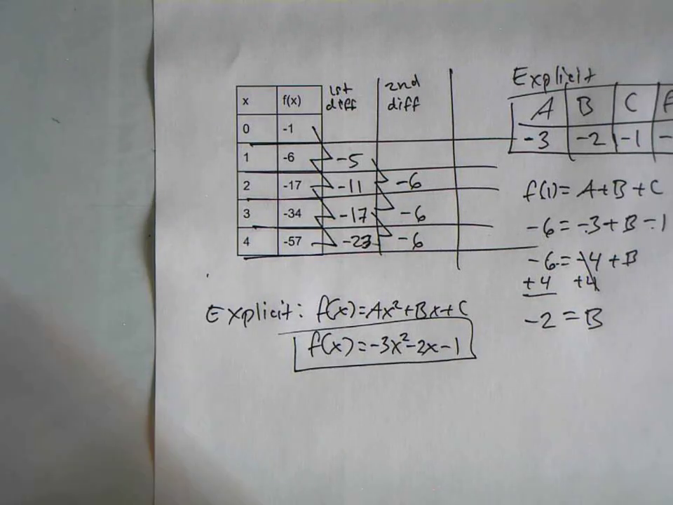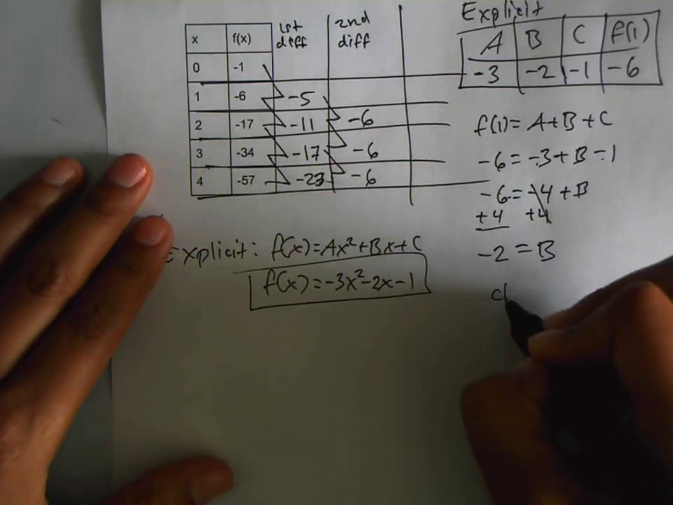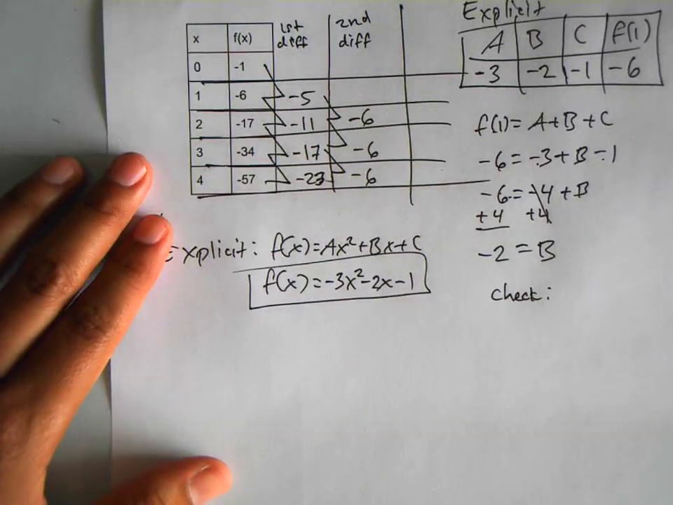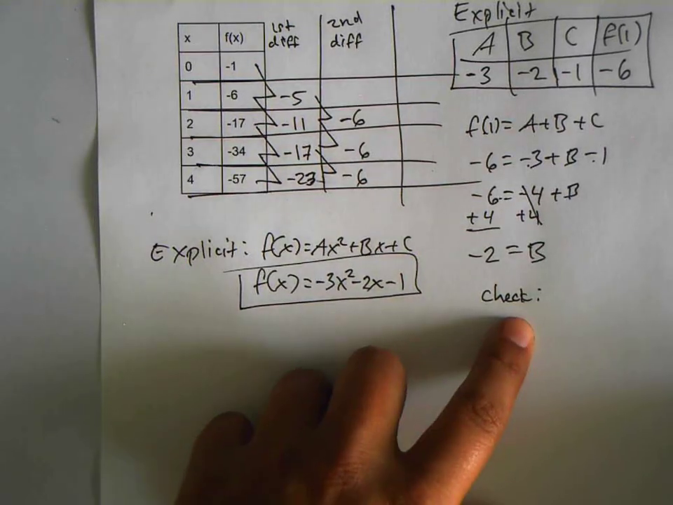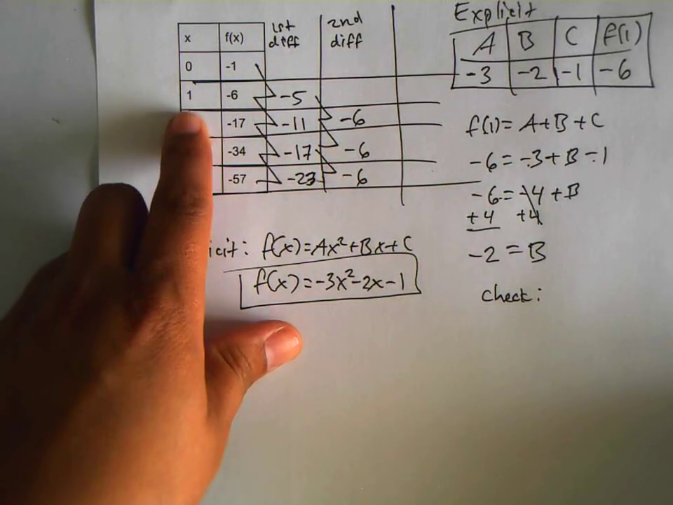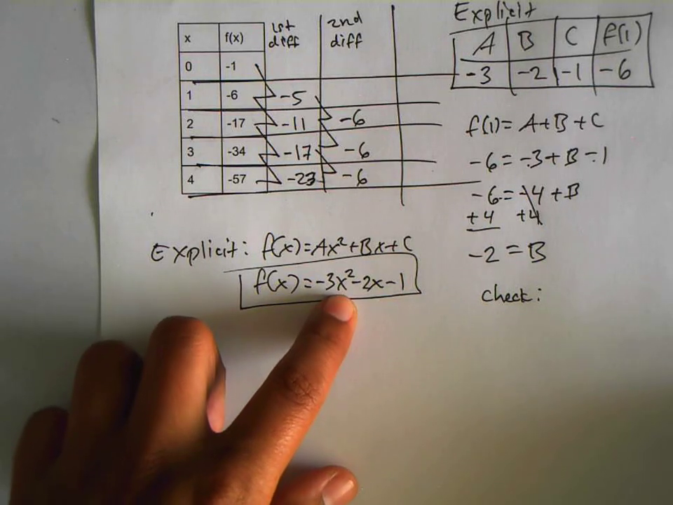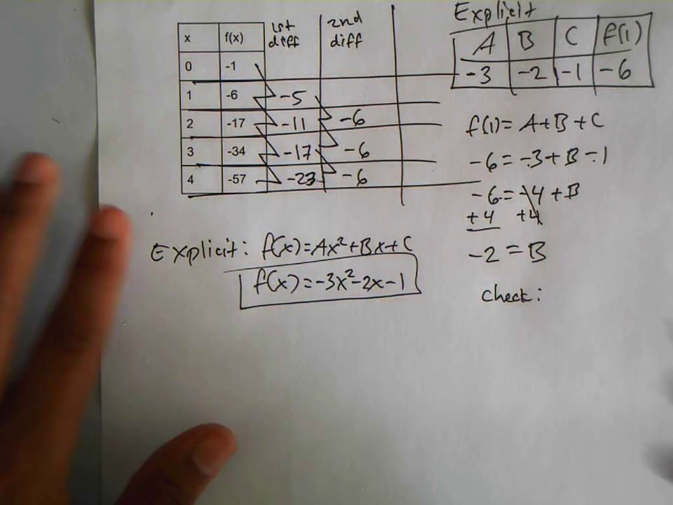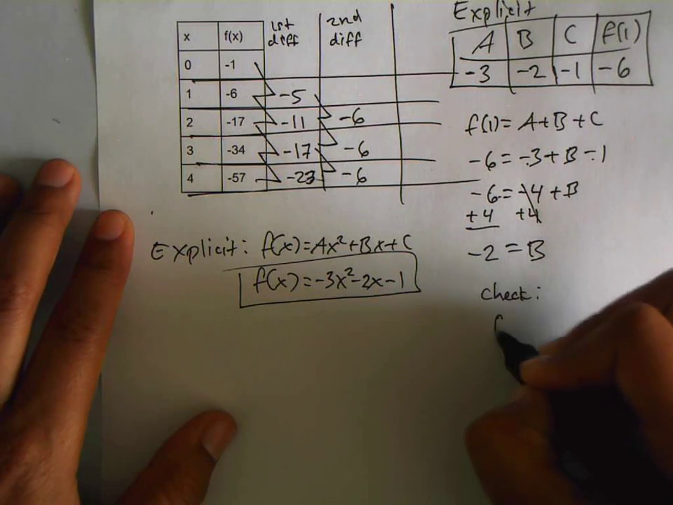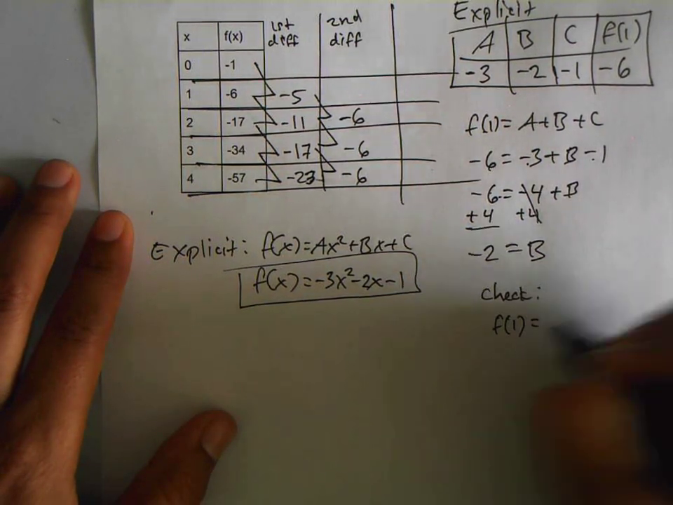But again, check it. Check it all the time. Let me go ahead and show you how we're going to check that. I'm going to choose an easy one. The easiest one is 1 or 0, because squaring that's not going to do much for us, right? It's not going to do much damage. So we want to check f of 1 in our equation.